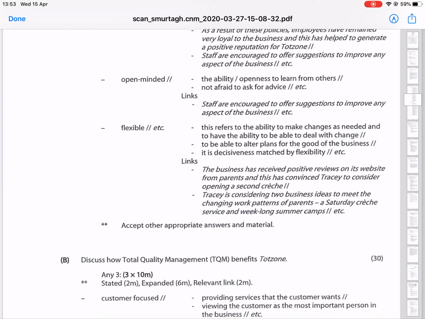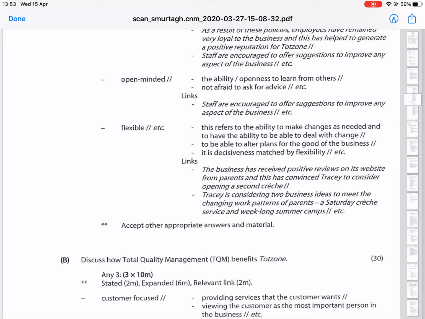Now, part B. This is looking at total quality management. This was, again, Unit 4, managing change. What you're asked to do in this question is give 3 points at 10 marks each. So state was 2 marks, expand 6. In other words, what they're looking for is 2 three-mark well-explained points to support your answer.